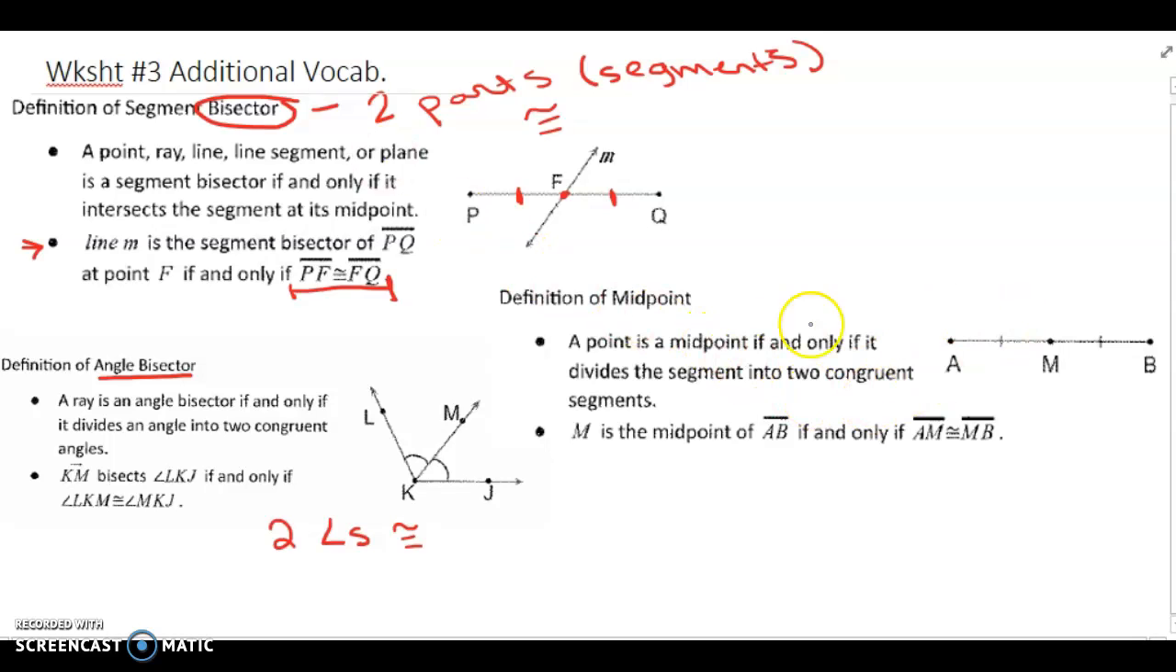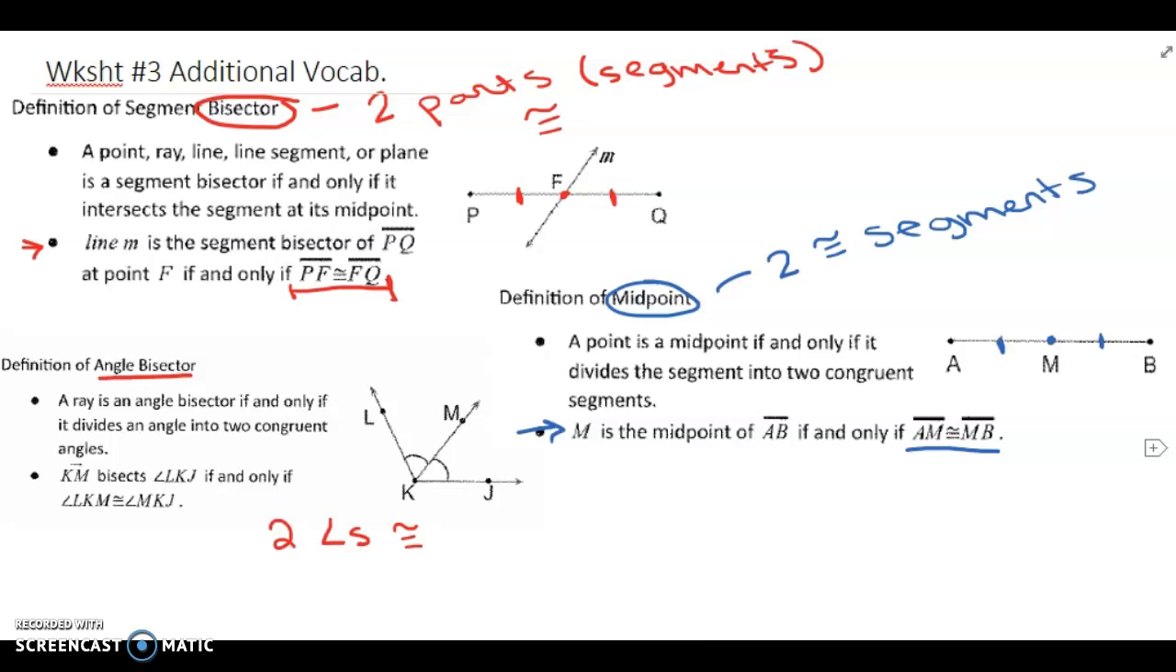Okay, now if we go to the definition of midpoint. Okay, and this is kind of the same thing. They're along the same line, which is why we grouped these the way they did. If M is the midpoint, right here, if and only if AM is congruent to MB. Okay, so once again, anytime you hear that something is the midpoint, you should be thinking 2 congruent segments.